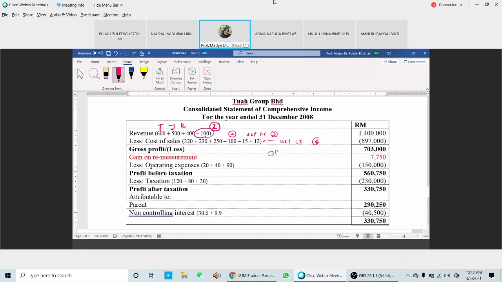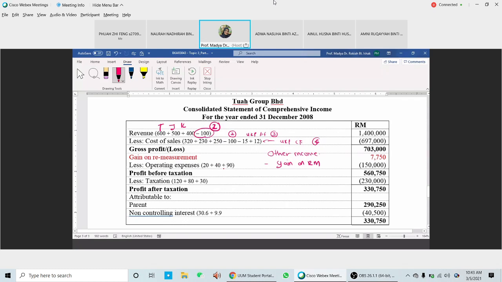Less operating expense, just total up the three companies. Taxation is the same thing, so you add them together and then minus the tax. From the profit after taxation, you have 330,750. From this amount, we need to allocate to parent and NCI. The first thing is to look at how much we allocate to NCI; the rest will go to parents.